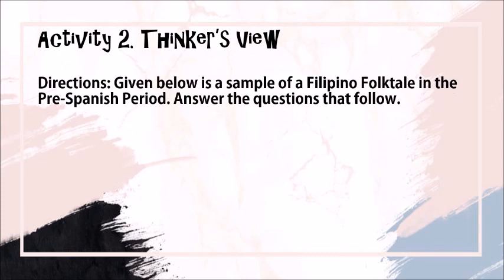Activity Number 2, entitled Tinker's View. Given below is a sample of the Filipino folktale in the pre-Spanish period. Answer the questions that follow. Kindly open your module on page 11, Activity 2, lower part. You are going to answer the questions after reading the folktale entitled The Sun and the Moon. Answer question numbers 1, 2, and 3 on your yellow paper. Do not forget to add the title of each activity as you answer your modules.